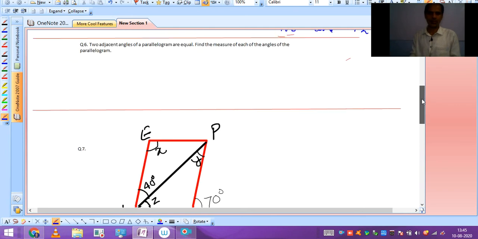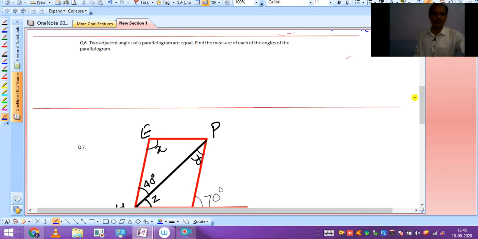Now question number 6 is, the questions are very important. Two adjacent angles of a parallelogram are equal. Find the measure of each of the angles of the parallelogram. So in the last question you saw what adjacent angles are.